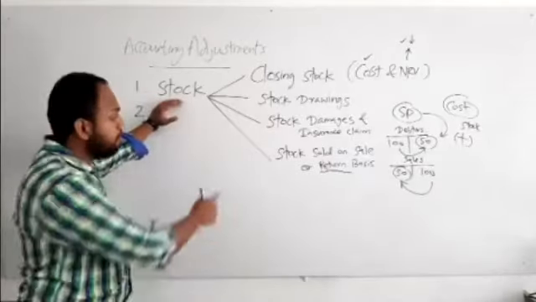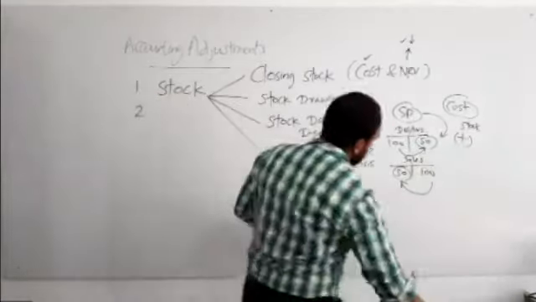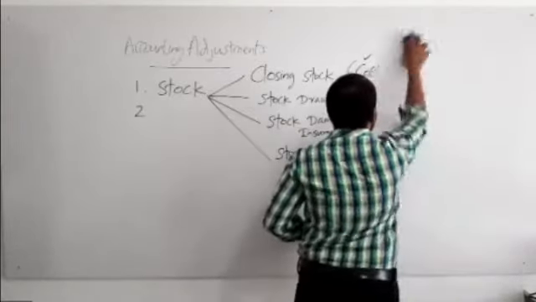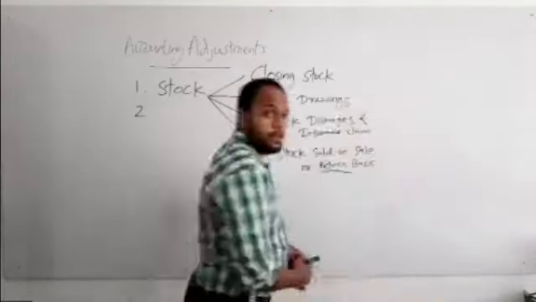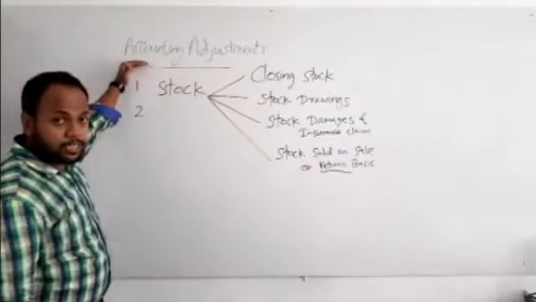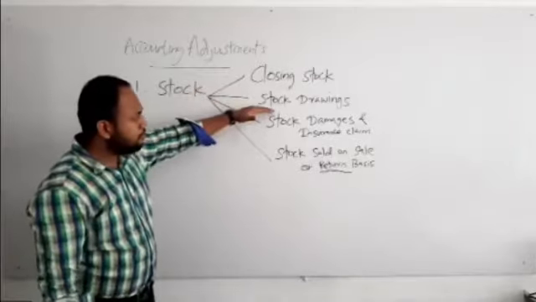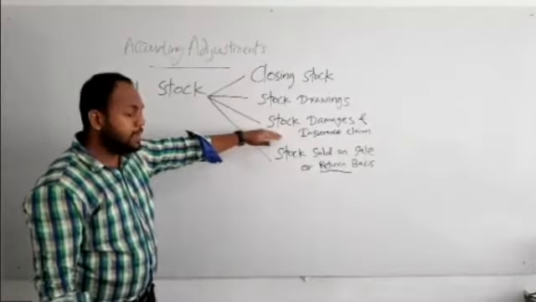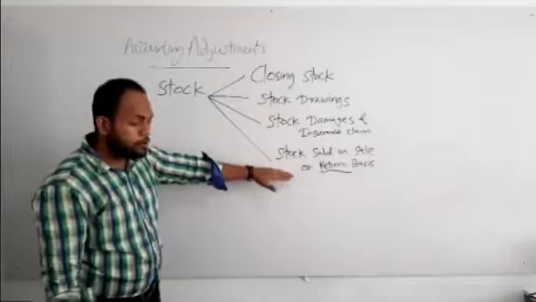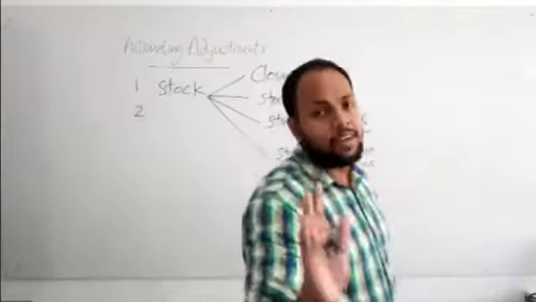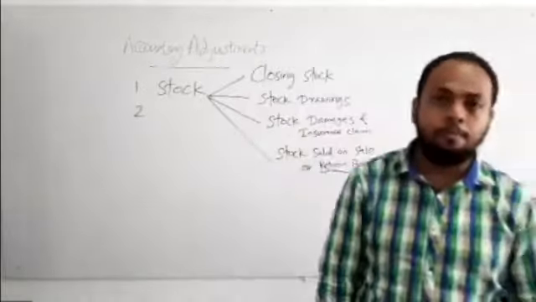So can you write this down? Write the main heading, accounting adjustments. Number 1, stock: closing stock, stock drawings, stock damages and insurance claim, stock sold on sale or return basis. Write down this. If you can't see or if you have any issues, just drop a message.